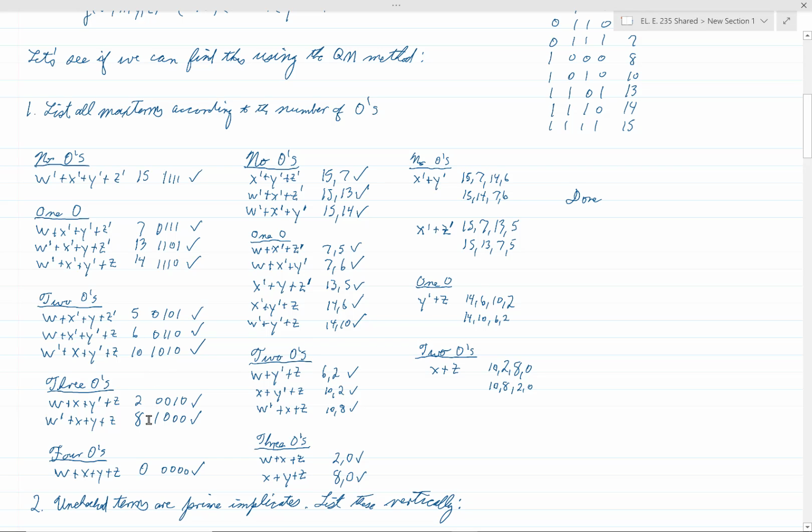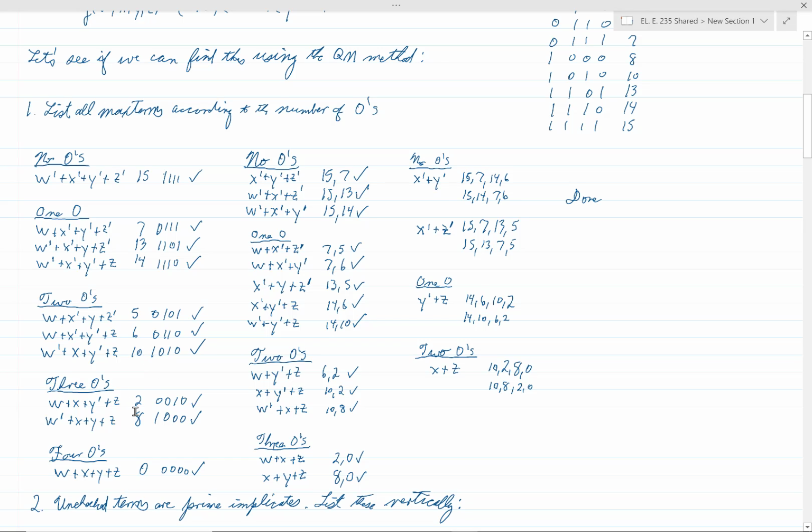6 and 8, okay, here's a good example, 6 and 8. The difference is 2, but the lower number is larger than the upper number, and therefore this won't work. And you can see that. Look at 6. 6 is W or X prime or Y prime or Z, and 8 is W prime or X or Y or Z. So those two terms differ in 3 of the 4 variables, so we cannot combine them.